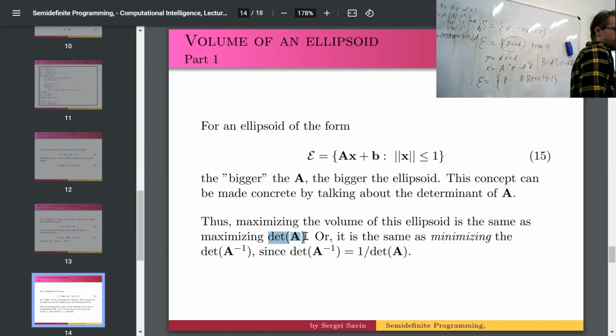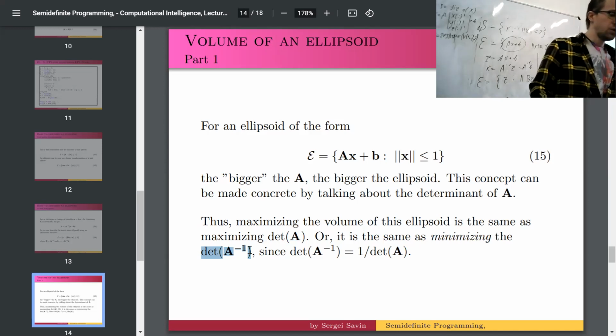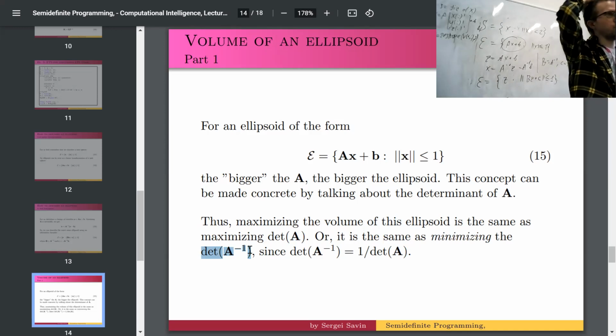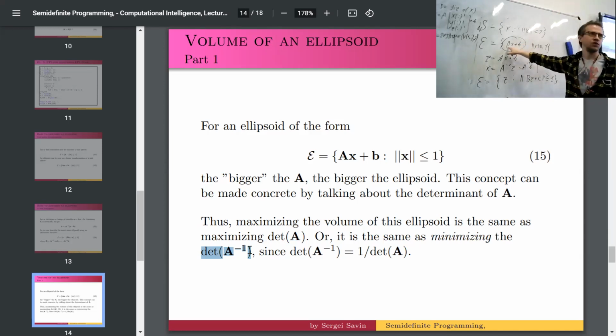But that is the same as minimizing the determinant of A inverse. Because the determinant is a scalar, and we have this very nice flip that we can do. The determinant of an inverse matrix is 1 over the determinant of the matrix. It is strictly positive for positive semi-definite matrices. So basically A positive semi-definite, B positive semi-definite. Why? Well, because ellipsoids only make sense for positive semi-definite matrices.